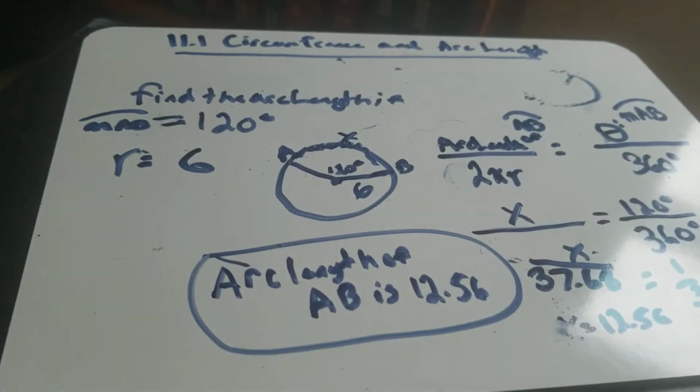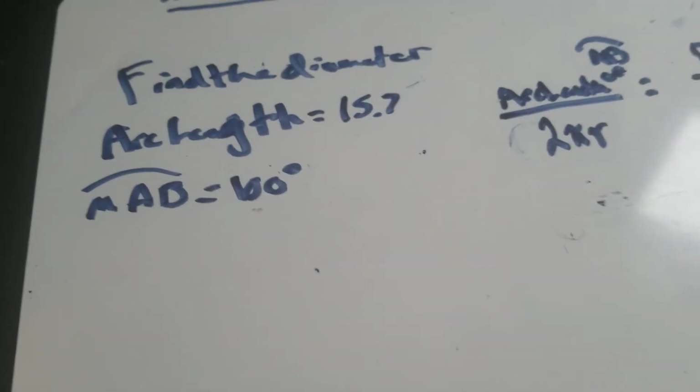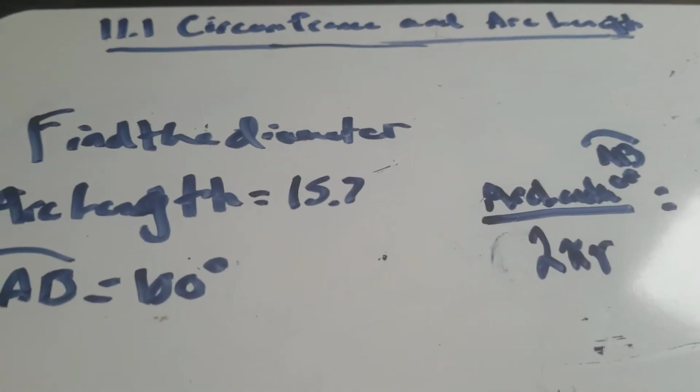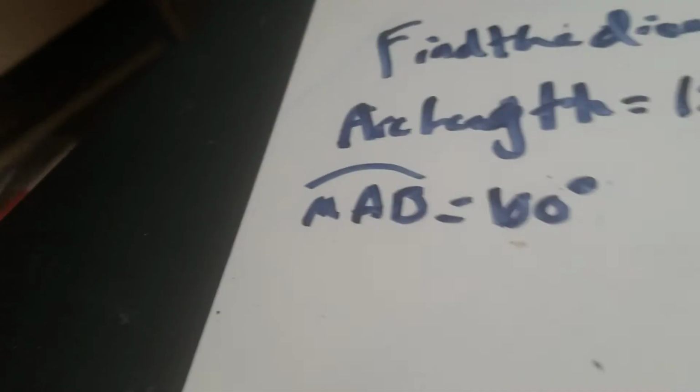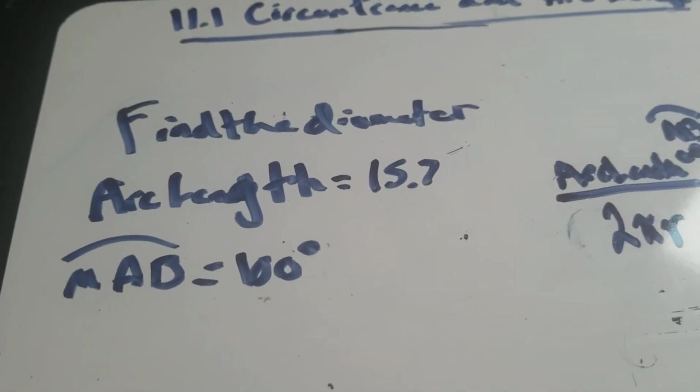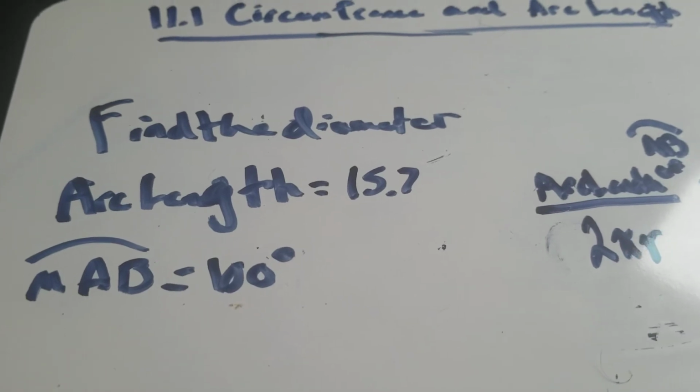One more and then I'll sign off. Okay, so this last one is going to be a tricky one. Find the diameter given that the arc length is 15.7 and the measurement of AB equals 100.